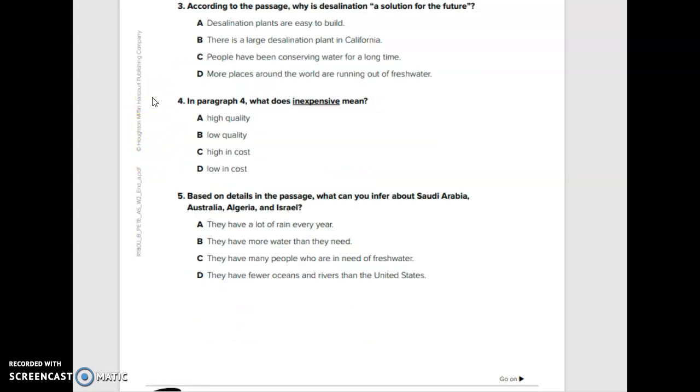Number 4, in paragraph 4, what does inexpensive mean? High quality, low quality, high in cost, low in cost. Number 5, based on details in the passage, what can you infer about Saudi Arabia, Australia, Algeria, and Israel? A, they have a lot of rain every year. B, they have more water than they need. C, they have many people who are in need of fresh water. Or D, they have fewer oceans and rivers than the United States.